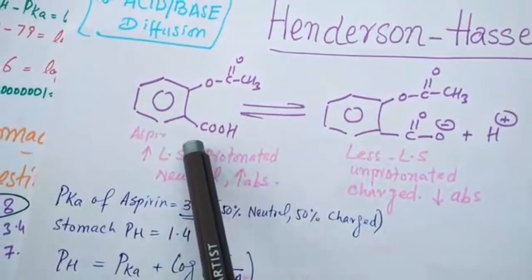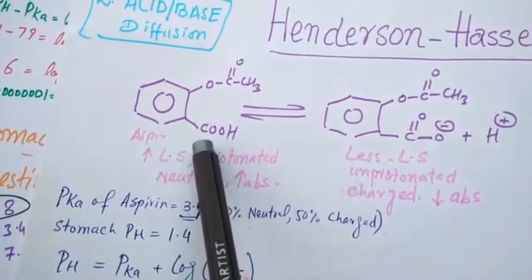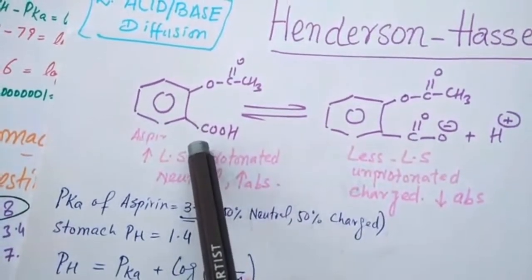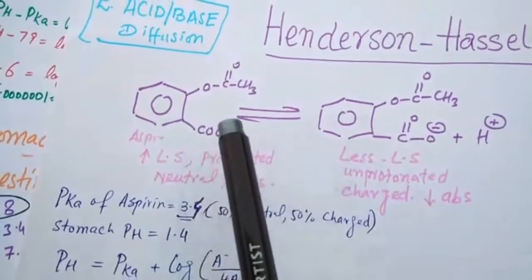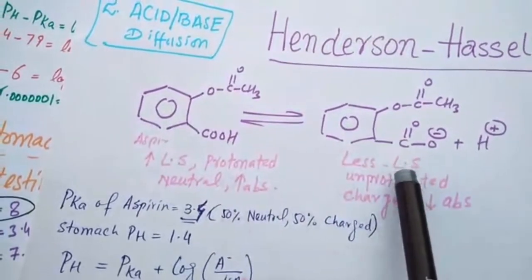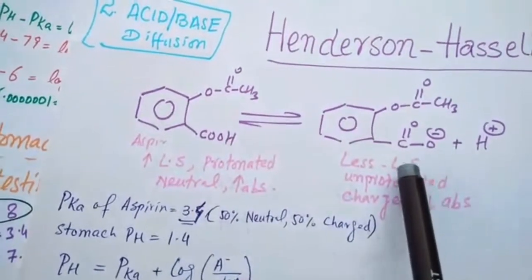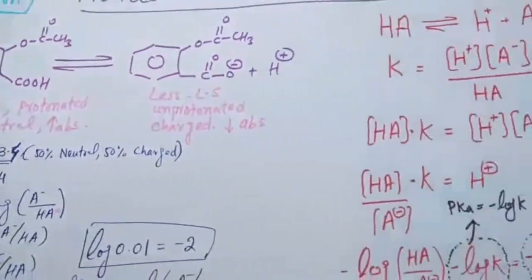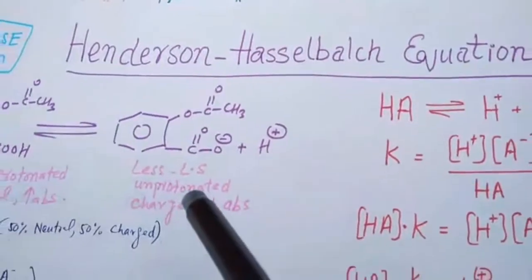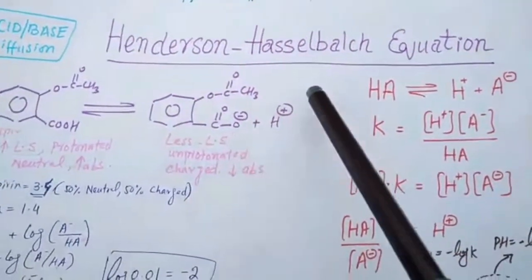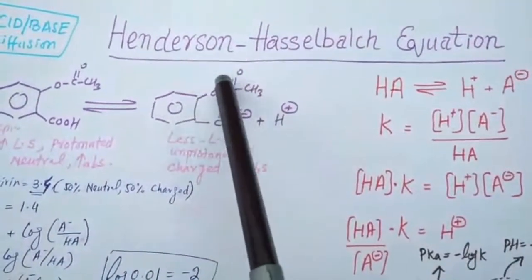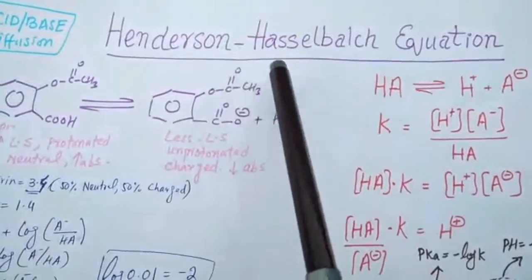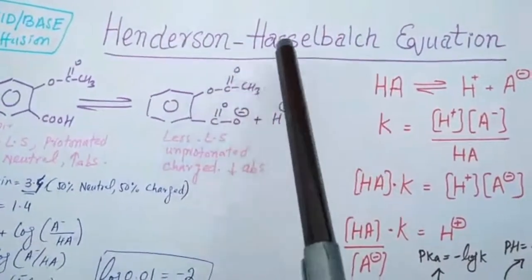The neutral form of a drug is always lipid soluble, and the greater the lipid solubility, the greater the absorption. While the charged form is water soluble, the greater the water solubility, the lesser the absorption. However, acid-base absorption totally depends upon the Henderson-Hasselbalch equation, also known simply as the HH equation.